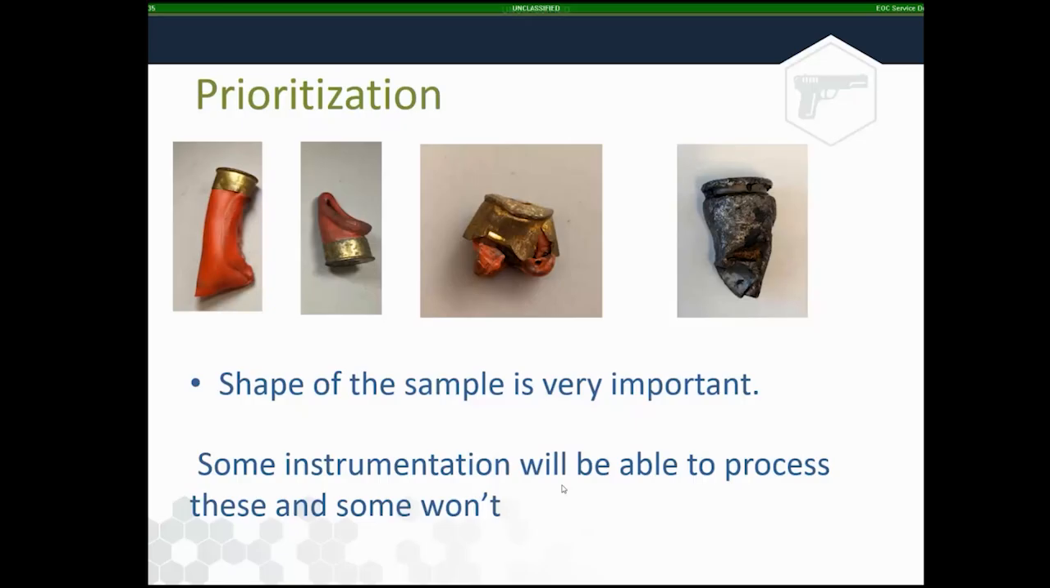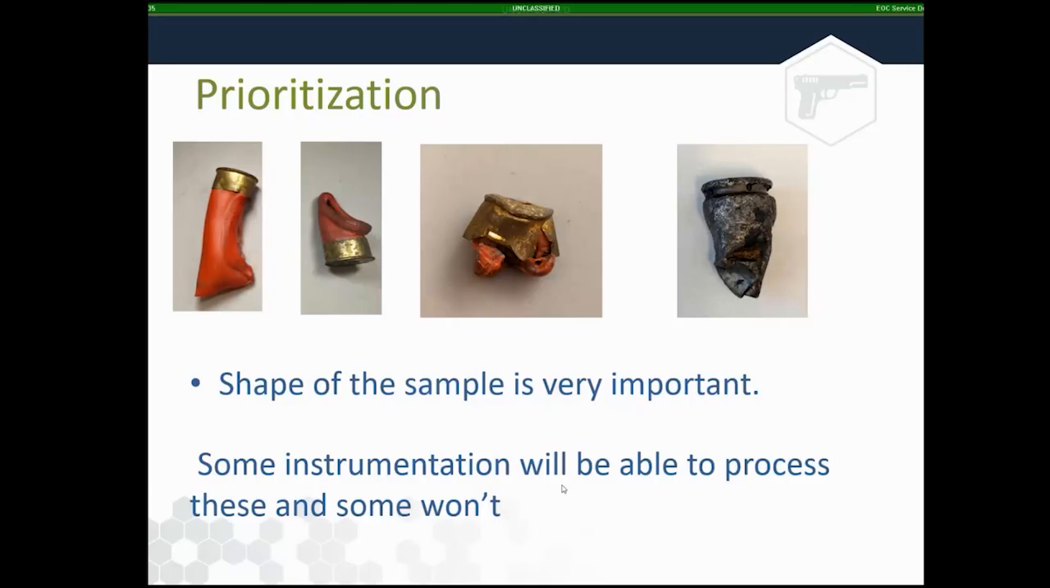Now, if you're allowed to maybe cut these in some sort of way, that would be something that you might want to consider. But as they are right now, many of these will not fit into every sample holder of all the different instrumentation that's available for firearms evidence. So the shape is really important, the flatness. We're going to go a little bit more into that, but that's where you're immediately going to prioritize.